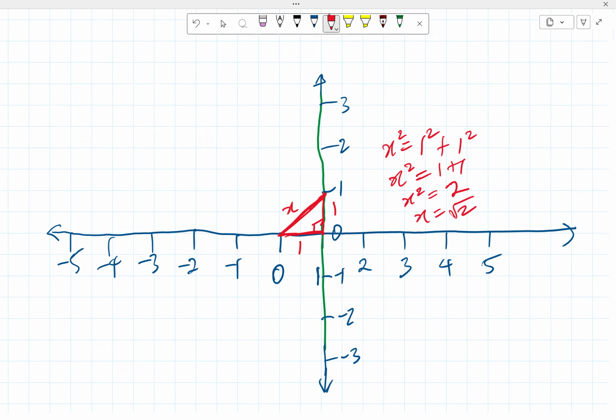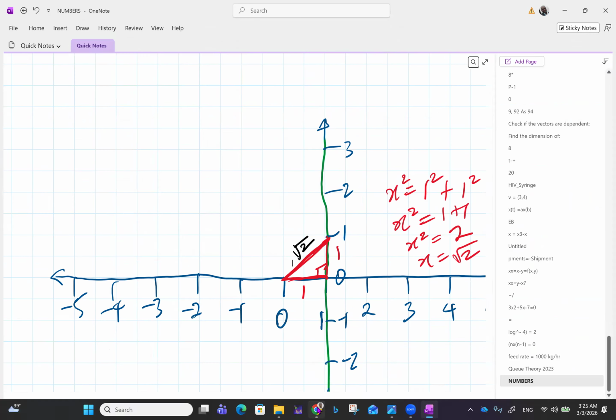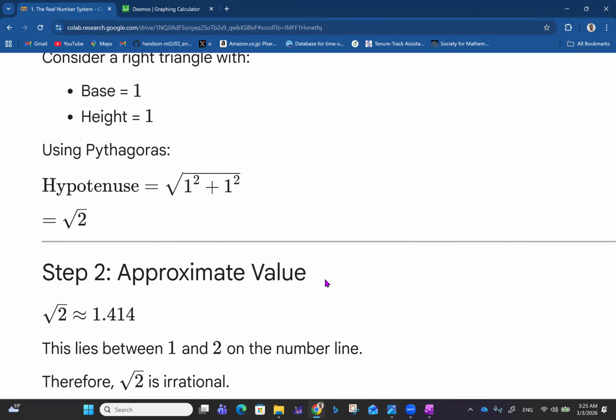So we then see that on the number line now, we have the square root of 2 right here. So we can remove this, and then this turns out to be root 2, like this. Okay, so that's how we can locate the square root of 2 on a number line. So with that in place, we can continue to other things.